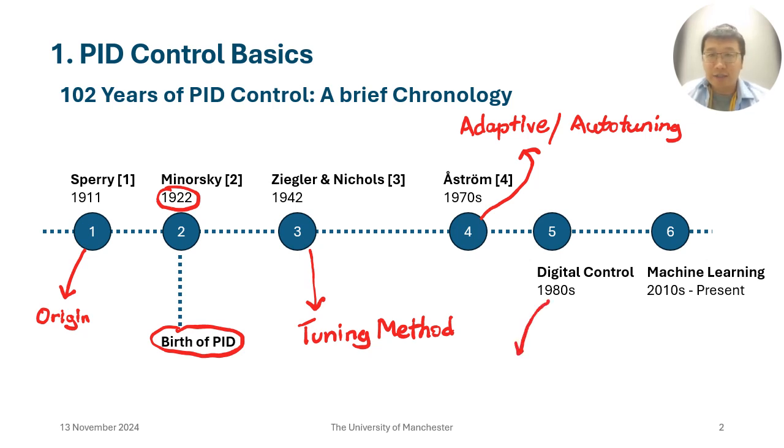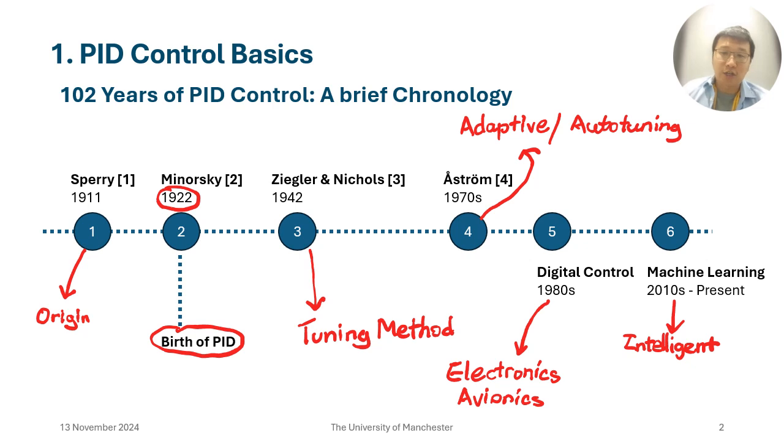Then, of course, the rise of digital technology in the 1980s made it possible to implement PID controllers in software, with the booming of electronics and avionics in aerospace. And recently, machine learning and AI boomed after the 2010s. There are some intelligent control methods that make the PID controller smart, meaning they can self-tune based on different operating conditions, such as in my recent work.